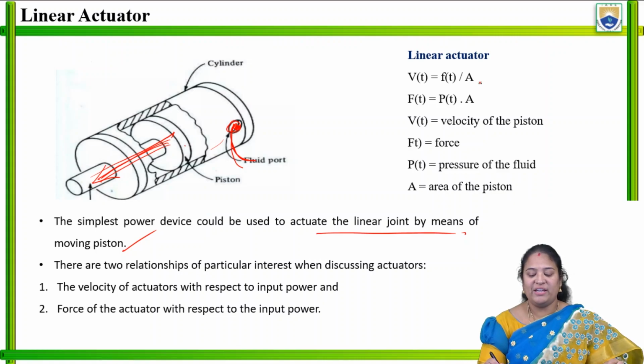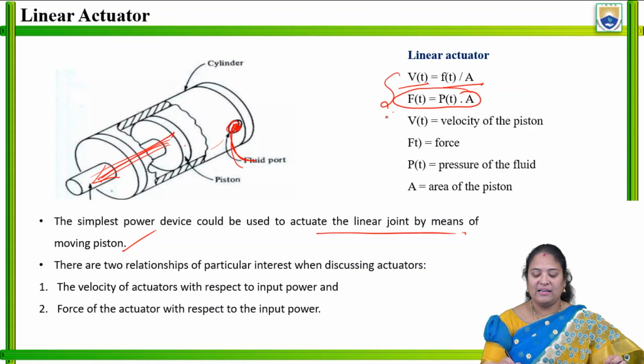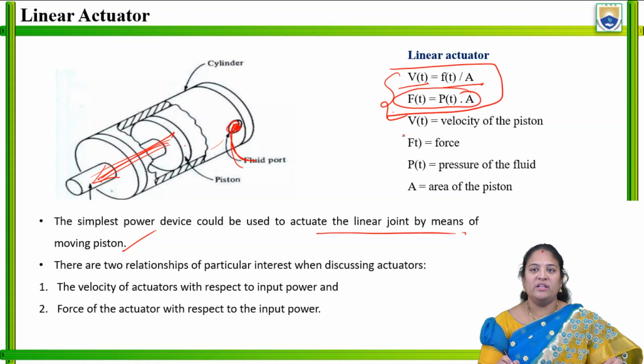So generally we calculate it with the formula v(t) = F(t)/A, where v is the velocity of the piston, equal to the force divided by the area of the piston, right? Or we can also write it as force equal to the pressure of the fluid times the area of the piston. So generally we calculate the velocity or the force of this piston with the help of this formula.